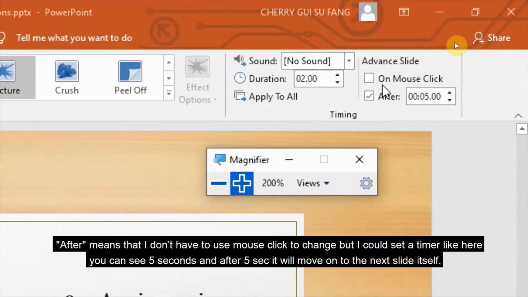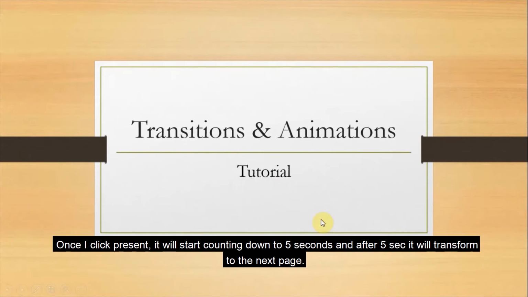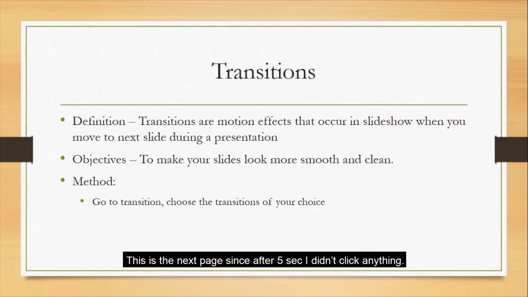After means that I don't have to use the mouse click button to change to the next slide, but I could set a timer, like here you can see 5 seconds, and after 5 seconds it will move on to the next slide itself. Here I will show you the after example. Once I click present, it will start counting down to 5 seconds, and after 5 seconds it will transform to the next page. And here you can see this is the next page, since after 5 seconds I didn't click anything.